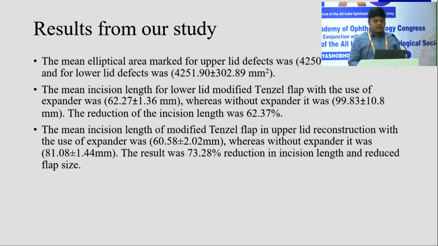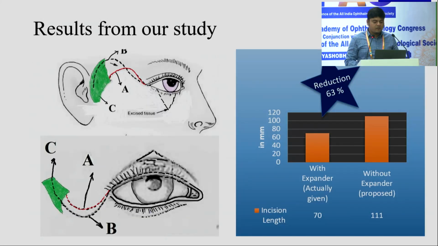The mean incision length for the lower lid modified Tenzel flap was 62.27 millimeter, whereas without expander, in our previous studies we have found that for the similar type of defect this has been 99.83 millimeter. Thus, the reduction of the incision length for the lower lid Tenzel flap was 62.37%, and for the upper lid, I will not go into the details, the reduction was 73.28% reduction in incision length.